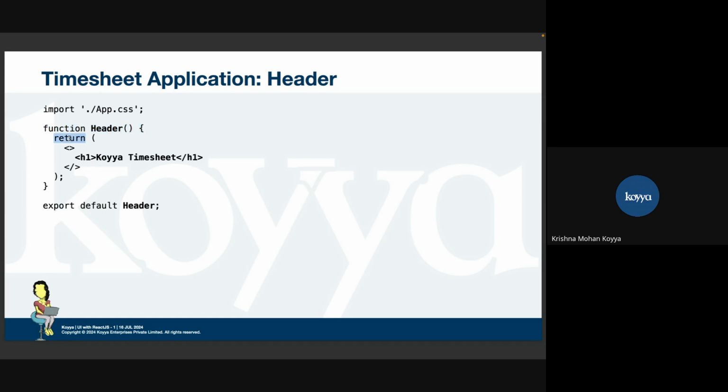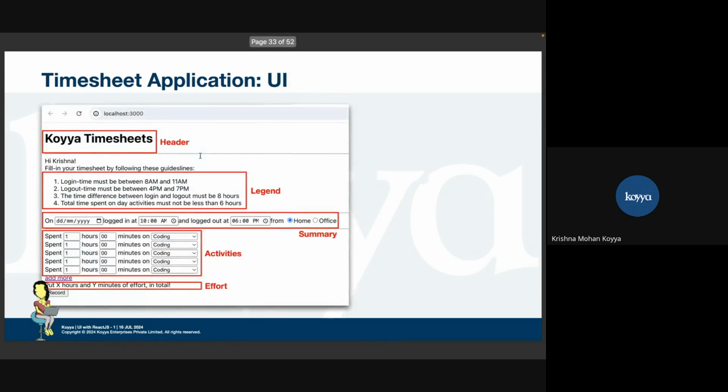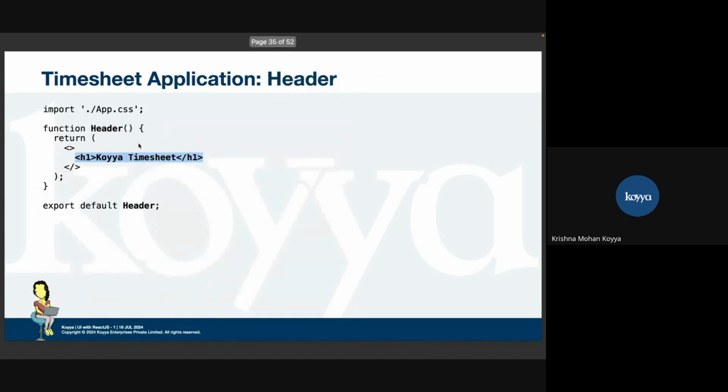Like any other React component, it is returning one single element. What is that element? It is just an empty element. You need not even give a name for that. You may say div, or you can just leave it like this, not a problem. And what it contains? Just an H1 tag saying Koyya timesheet. That's all. For this box, the component is this simple, and you export it.